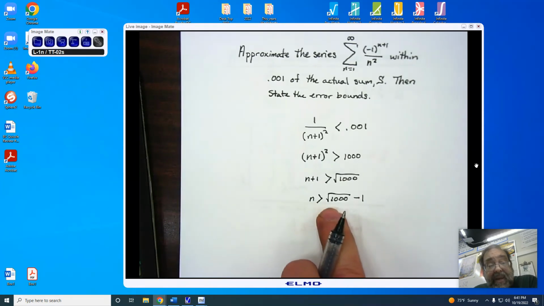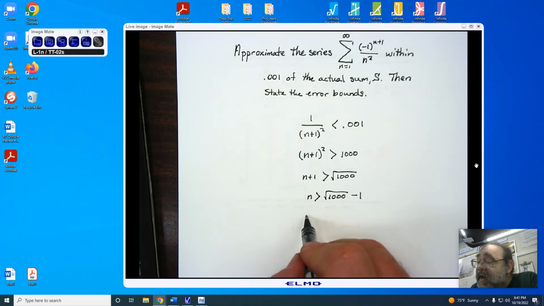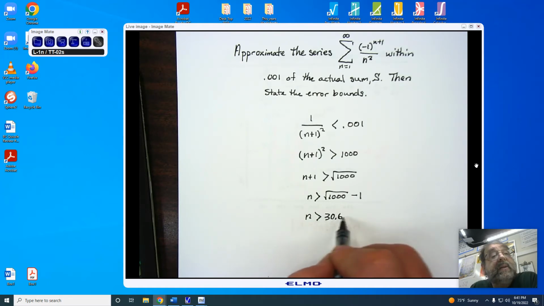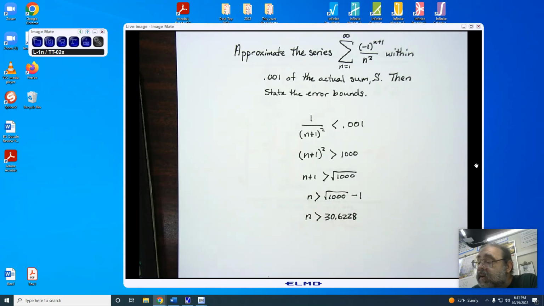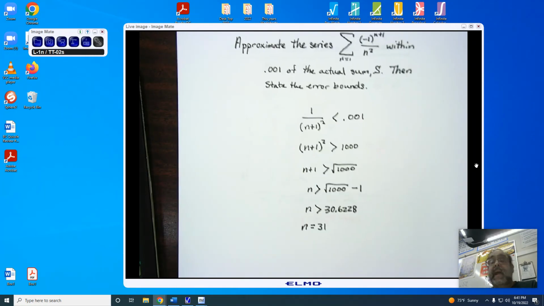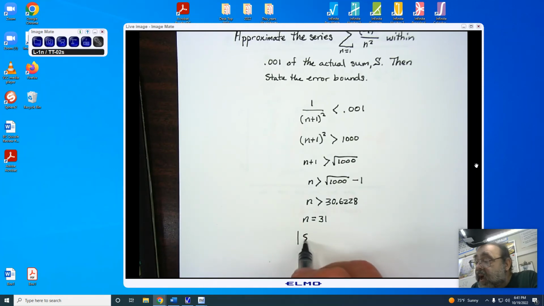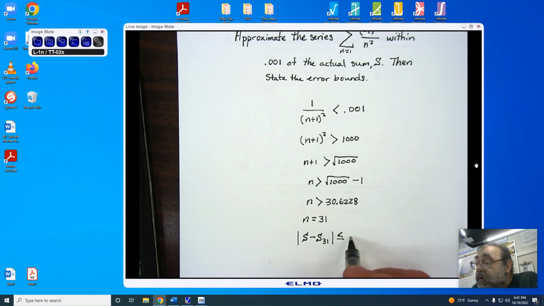And this is going to give me a decimal. In fact, when I take the square root of 1,000 and I subtract 1, I get n is greater than 30.6228. That means that n has to be the next largest value, 31. What this is telling me is that the actual sum minus S sub 31, the sum of the first 31 terms, is less than or equal to A sub 32.